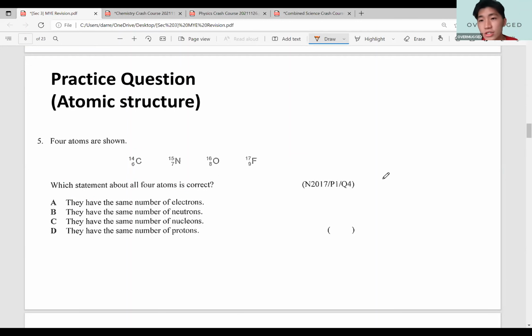For the discussion in the chat, yes, stable electronic configuration would be a bit better because it applies to both your duplex and octet structure. But usually when they test, it is usually octet structure. So generally at Sec 3, I think it's still fine to use either. But I personally prefer stable electronic configuration as well.